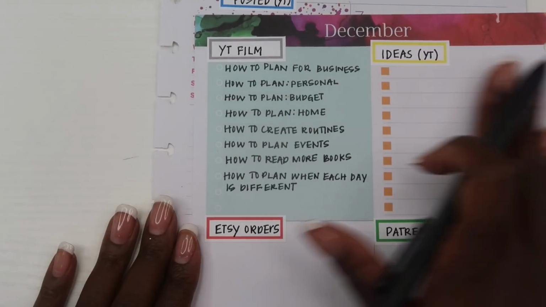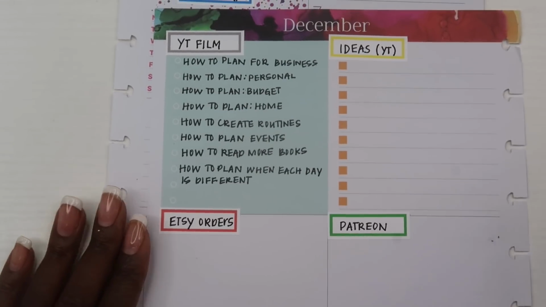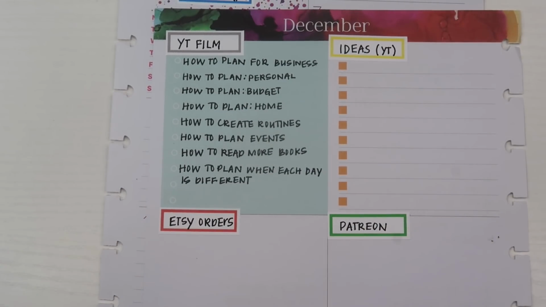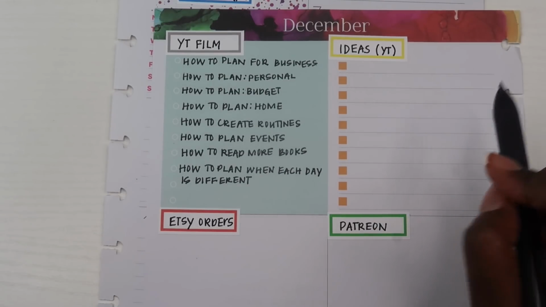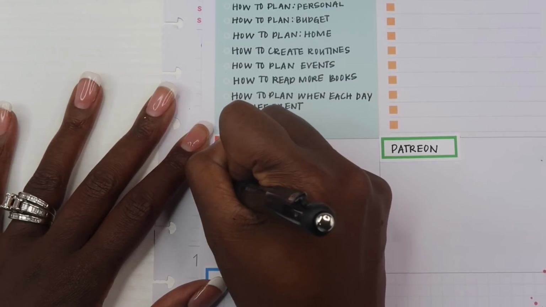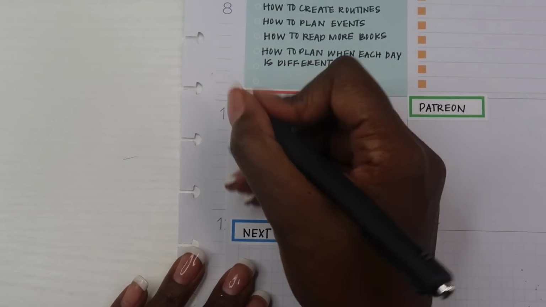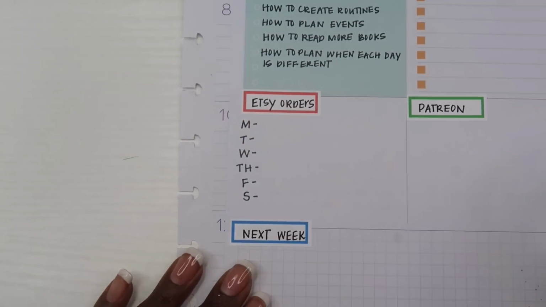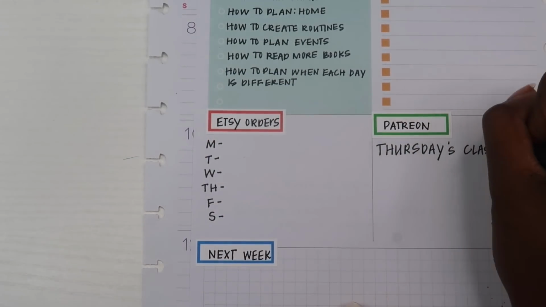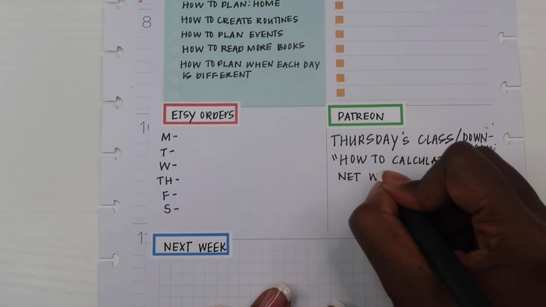For my ideas, I'm going to leave that blank, and then as different ideas come up based on your comments or different things that you guys send me, I will add them here. For my Etsy orders, I'm just going to write in each day of the week, and then that way I can write in how many orders I was able to get out. So I have just added each day of the week, and then that way I can just keep track of how many orders I was able to get out on a particular day.